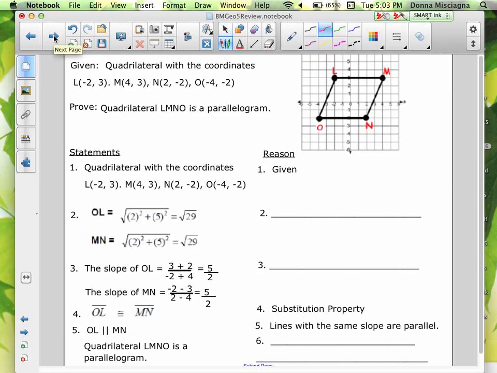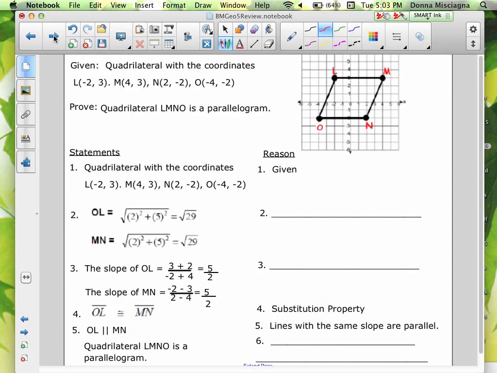All right, so we're given the quadrilateral with coordinates L at -2, 3, M at 4, 3, N at 2, -2, and O at -4, -2. And we want to prove that LMNO is a parallelogram. Of course, we always start off with our given information. We need a place to start with. Once we have our given information, then we can work from there.